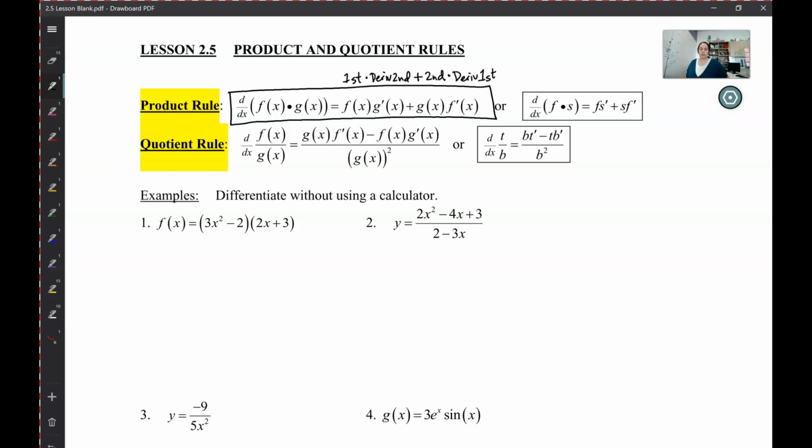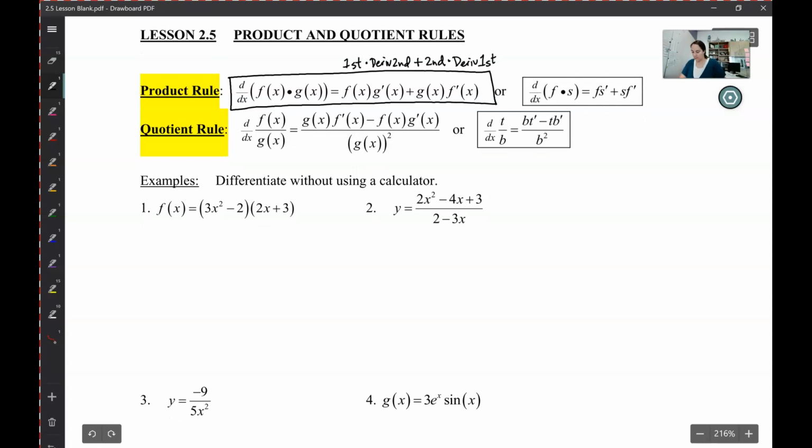Now, let me show a little bit of a more visual way to memorize that, because you will want to memorize this. Let's look at example number 1. We have something, f of x, times something else, g of x. So we're going to label these the first and the second.